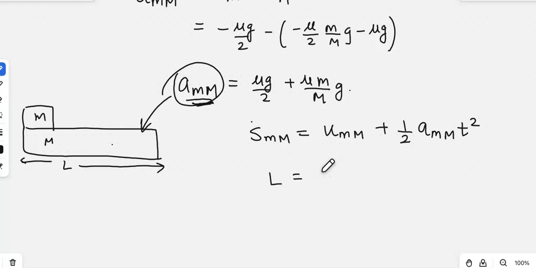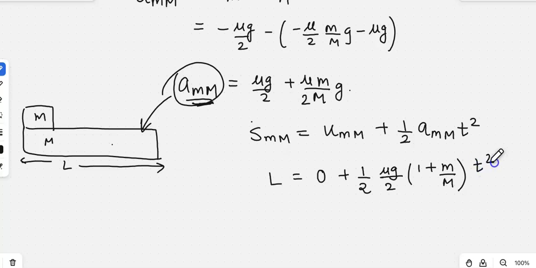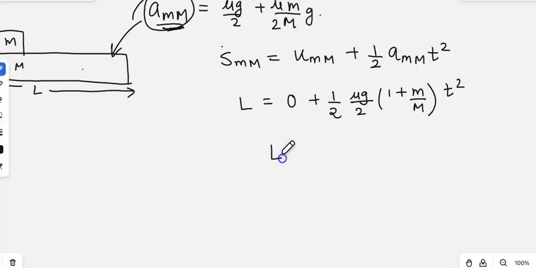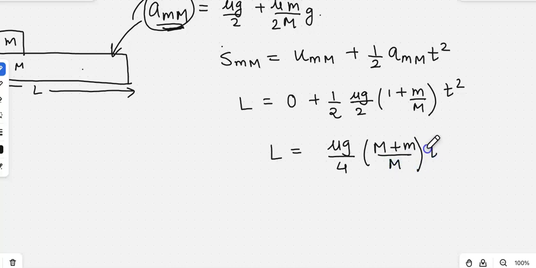The initial velocity will be 0 because both of them were moving with the same velocity v, right? So that will be 0. Now plus half into this acceleration. So I can take mu g outside. This is mu g, and there is a 2 factor over here, I forgot. So mu g by 2 I will take outside. So it will be 1 plus small m by capital M into t square. So this will be L is equal to mu g by 4 into (capital M plus small m) divided by capital M into t square.